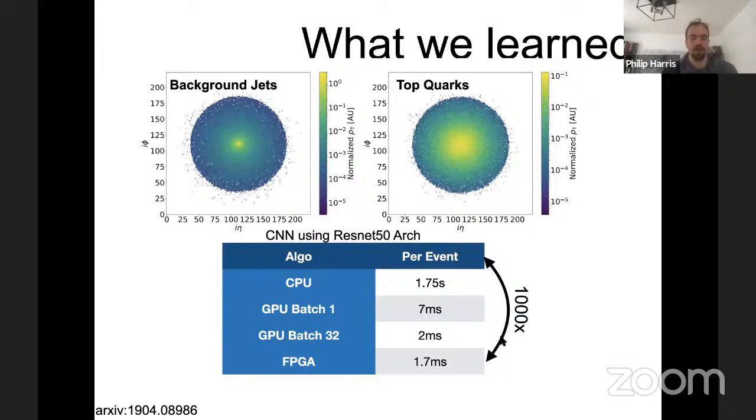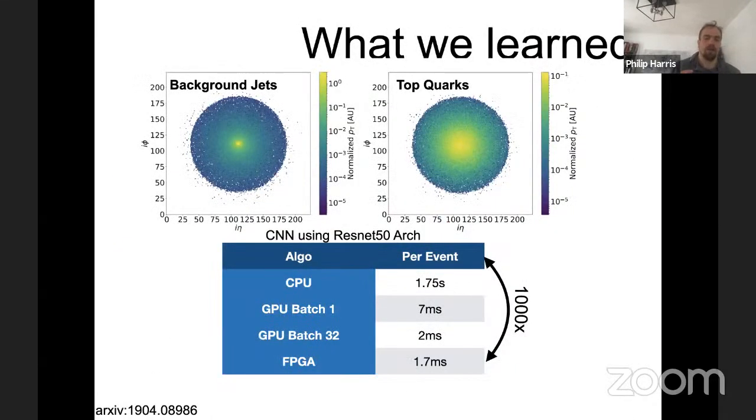And then when we ran it on an FPGA, so we chose ResNet 50 because we had an FPGA implementation of this, we were able to run this 1,000 times faster. And so this is a huge improvement. Also, if you run this on a GPU, at least at the time when we did these studies, we were able to get it to be close to the FPGA once we batched the GPU. Subsequently, newer GPUs have actually beaten the FPGA by a bit. So the newer numbers are even faster.